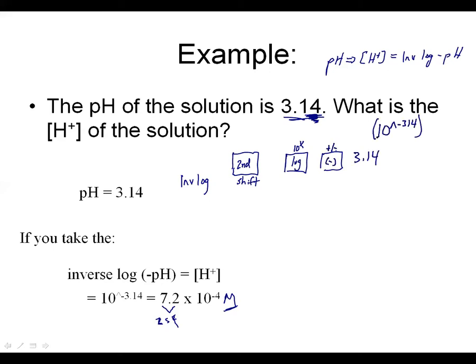Remember that, as we talked about as well, if you have a non-display calculator, and if you're not sure if you do or not, you can just hit log. If you hit log and it says error, you have a non-display calculator.